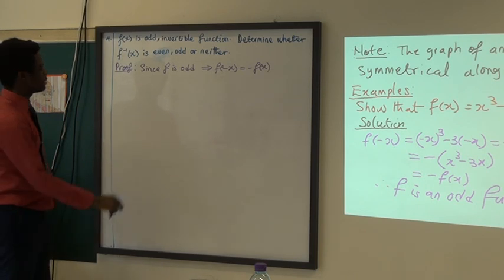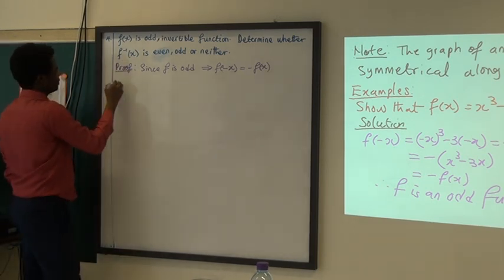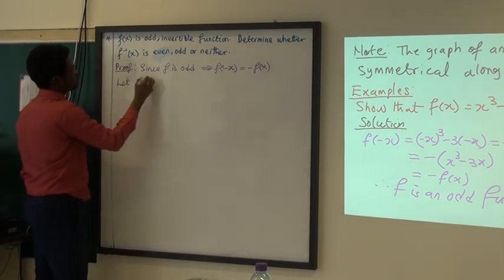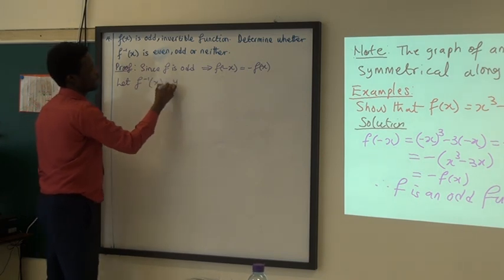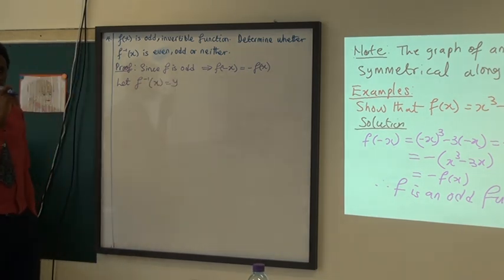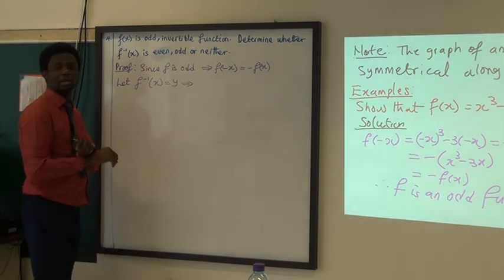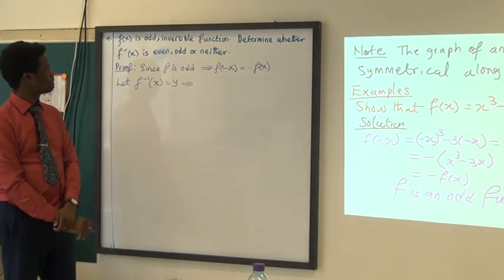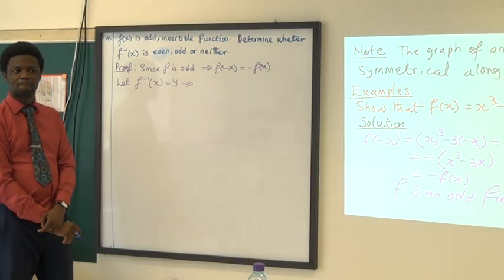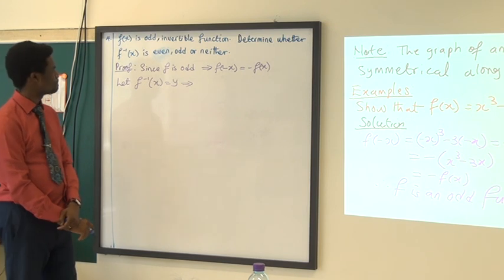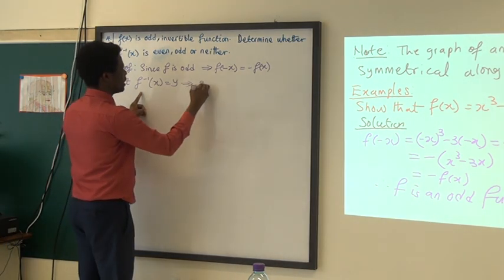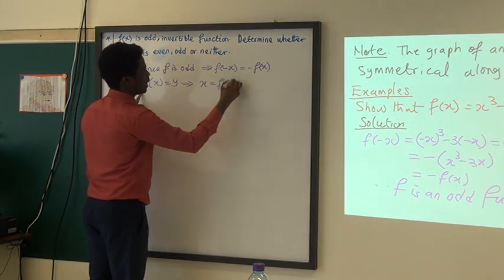Now, since f is invertible and this exists, can we assume this to be y? Do you still remember our inverse property? If this is equal to y, what can we say from here? X equals f of y.